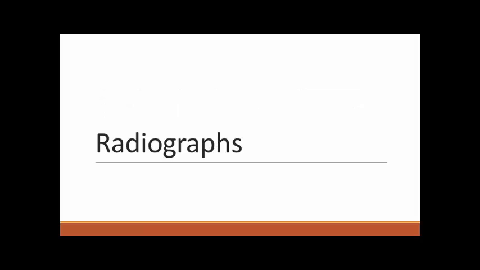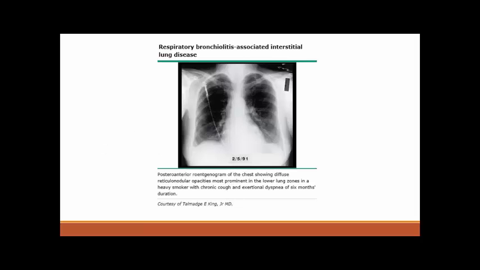Here are a few radiographs for both the RB-ILD and the DIP. So a chest x-ray could be either normal or such as this one over here. We can see it's a PA chest x-ray. Looking at the lower zones, we can see the reticulonodular pattern in both lungs.